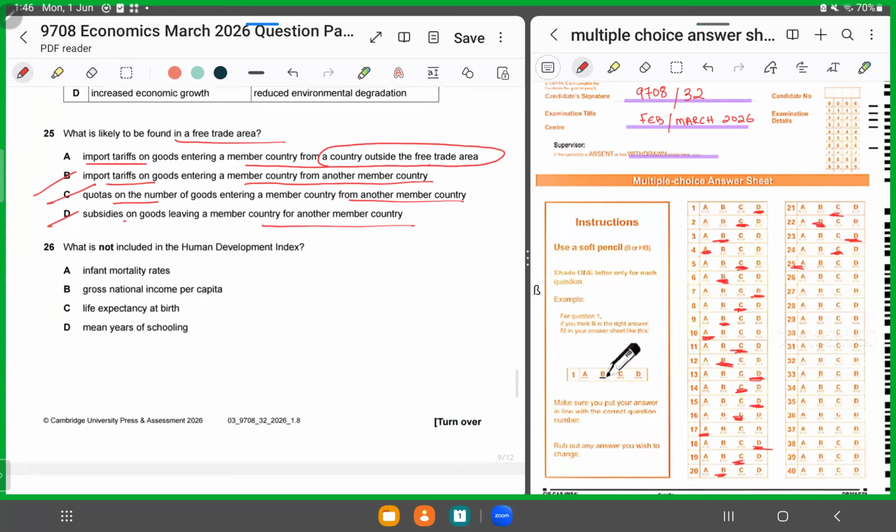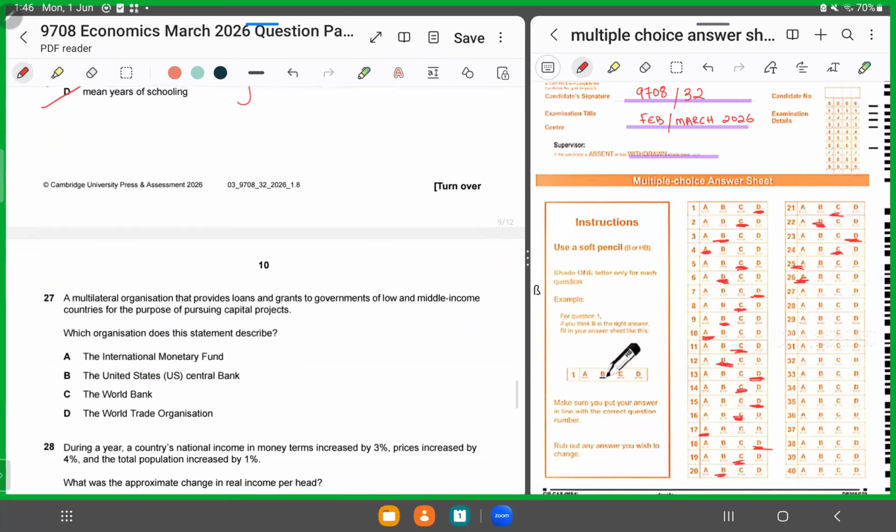26. What is not included in HDI? In HDI, we talk about GNI, we talk about life expectancy, we talk about mean years of schooling. So these are all included. But here they say what is not included. So infant mortality is not included. That is why we'll shade in A.